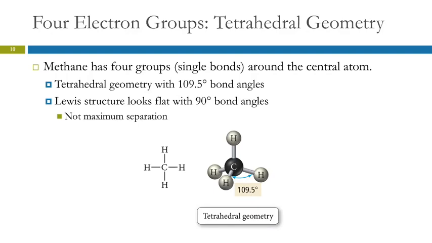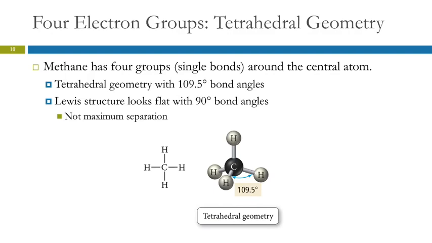angles of 109.5. The Lewis structure looks flat. Lewis structures always look flat. They're easier to draw that way. This looks like there's 90-degree angles, but that's not the case. 90 degrees is smaller than 109.5. They're going to pop up and make this form.